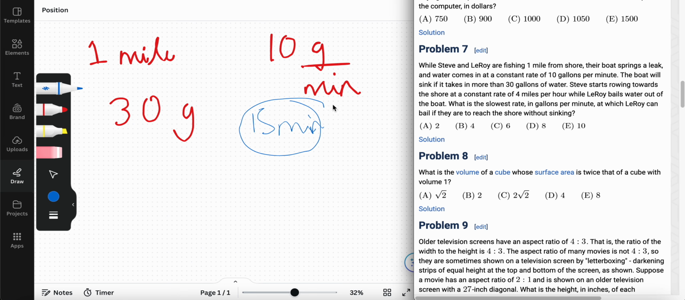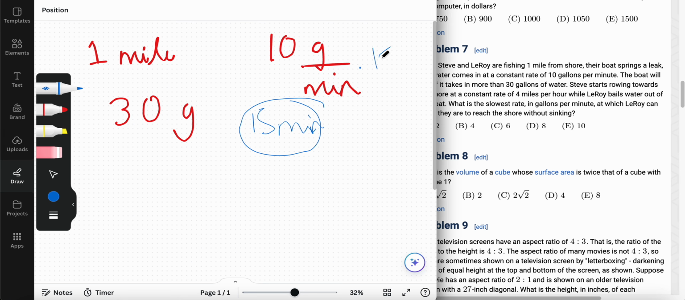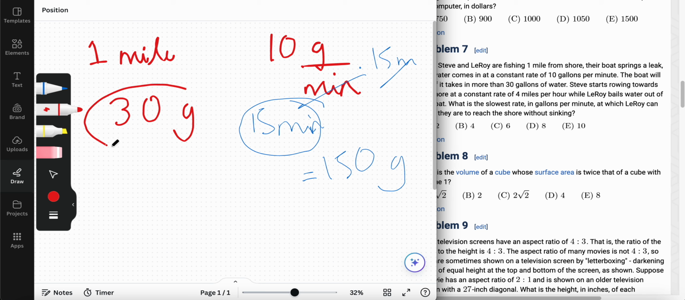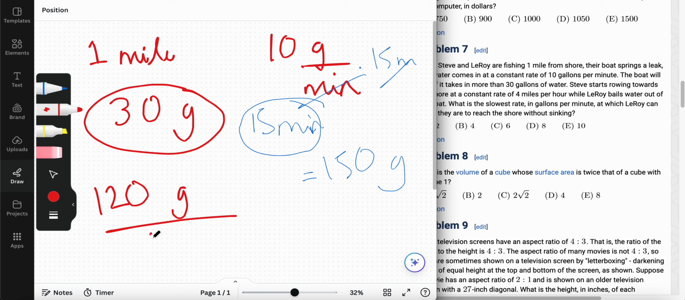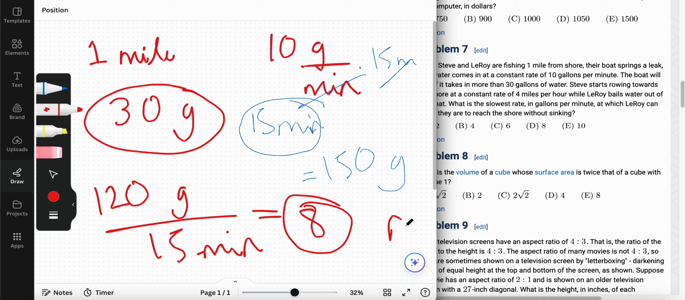If water's coming in at 10 gallons per minute, that means in 15 minutes, it's going to be 150 gallons in the boat. And that is obviously going to make the boat sink, right? Because it cannot handle more than 30. So that means 120 has to be bailed out. I'll just say G for consistency. 120 gallons has to be bailed out in 15 minutes. And that's what Leroy is going to do. And 120 divided by 15 is 8. So 8 gallons per minute, which is D.